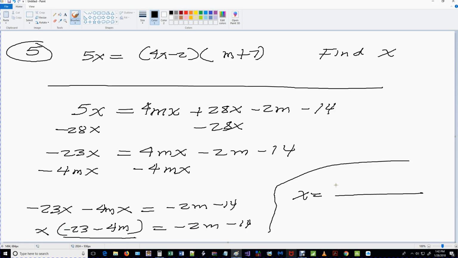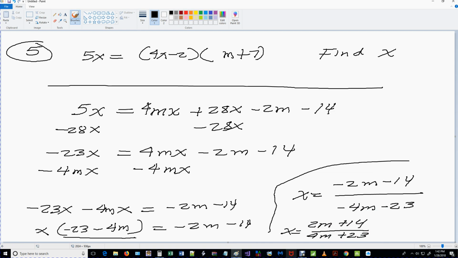On the right hand side, you have minus 2m minus 14, and we are dividing by minus 23 minus 4m. Let me write the 4m first, so it's minus 4m minus 23. It doesn't matter, but it looks better if you do the m first. Now, one other thing, notice everything is negative, so you can cancel all the negatives and you write 2m plus 14 divided by 4m plus 23. And this is the answer at the bottom.